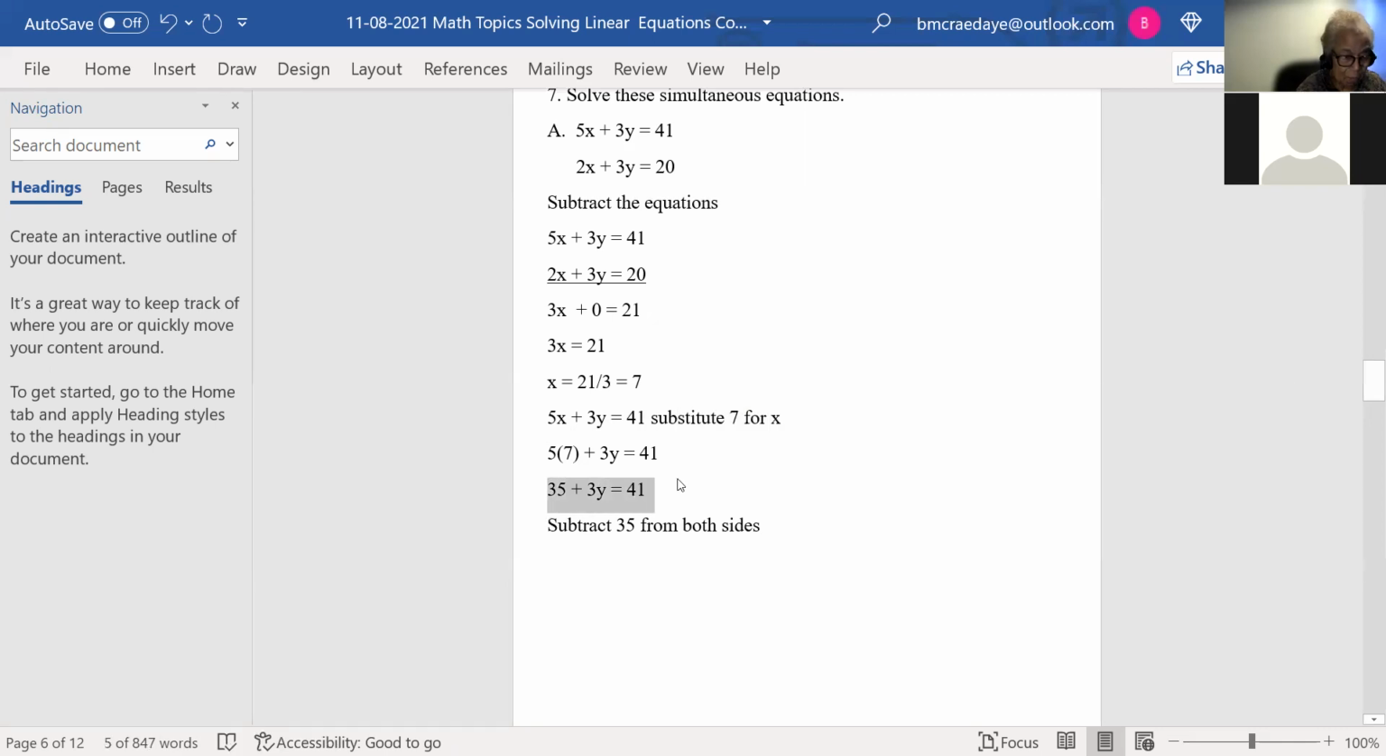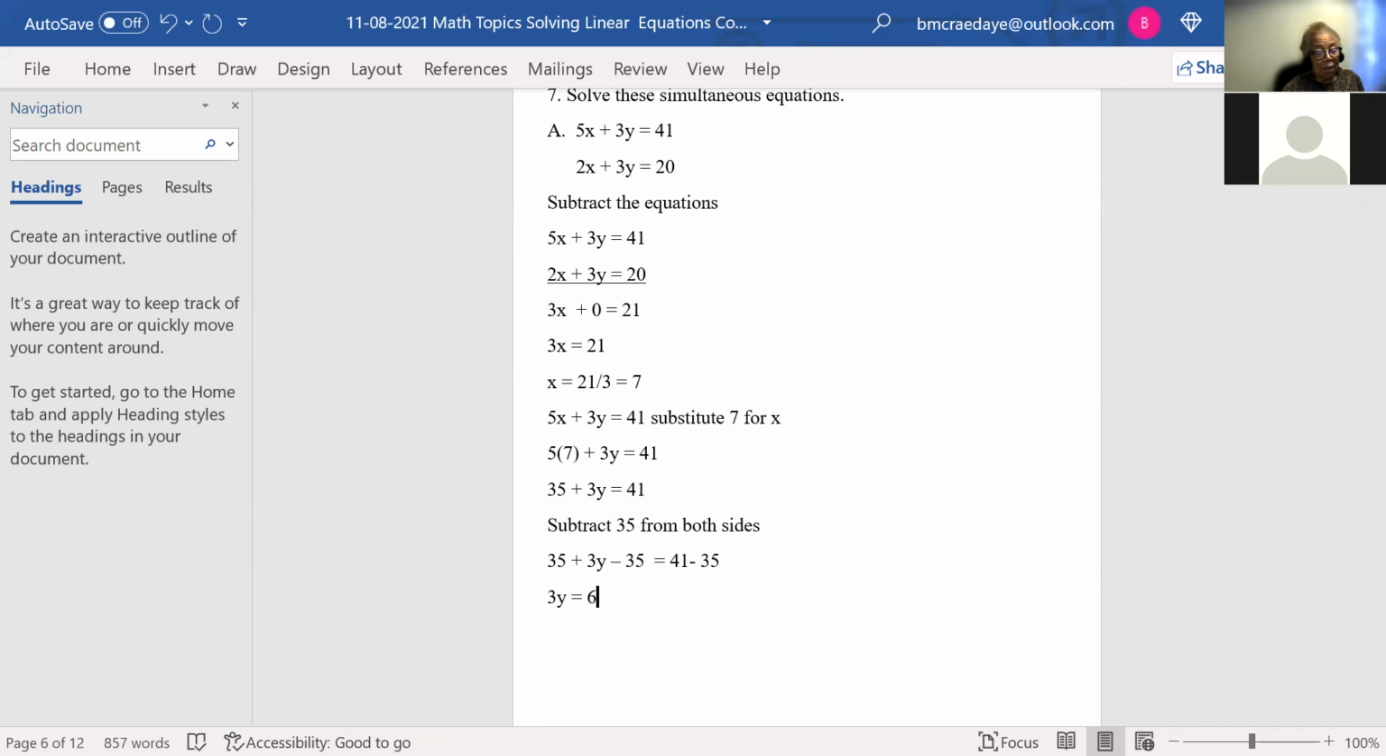Okay. So this is minus 35. And on the right, minus 35. So on the left, 35 minus 35 is 0. So you'd have 3y equals, what's 41 minus 35, Maureen? 6. Now you know your answer.